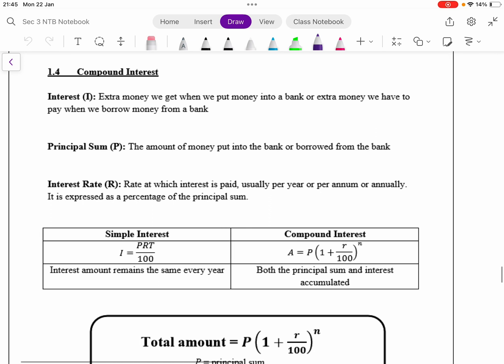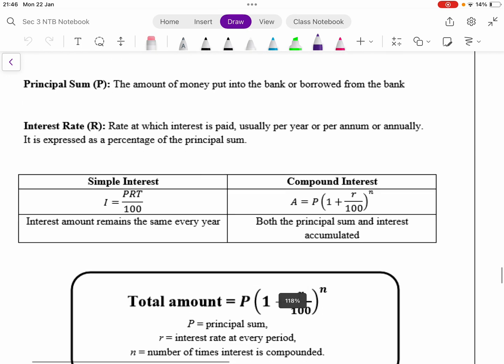Now, compound interest is when you put money in the bank and the bank uses interest to increase the amount you leave in the bank after a few years. Or if you borrow money, the bank increases the amount that you have to return to them after a few years. So whenever possible, never borrow money, especially when it has compound interest.